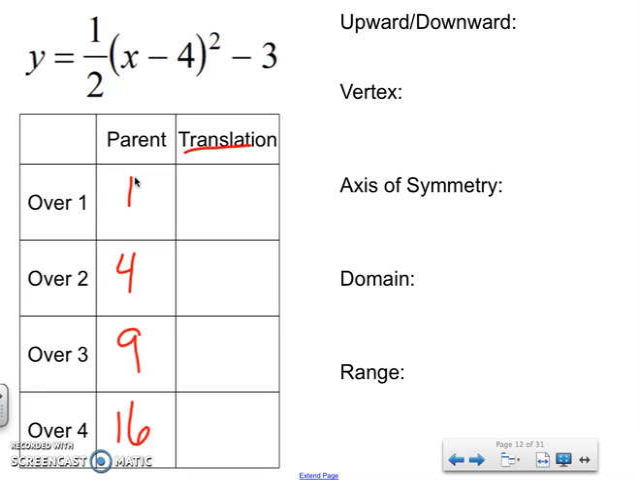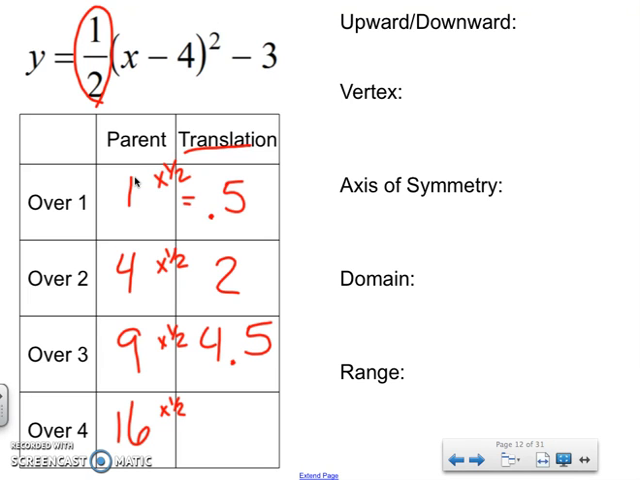So for the translation, this 1/2, what you do is multiply the outside number by the parent function. So you're going to take all those numbers and multiply them by the number they give you on the outside. Okay? So 1 times 1/2 is going to be 1/2, or 0.5. 4 times 1/2 is going to be 2. So notice we're just dividing by 2. 9 divided by 2 is 4.5. And then 16 divided by 2 is 8.